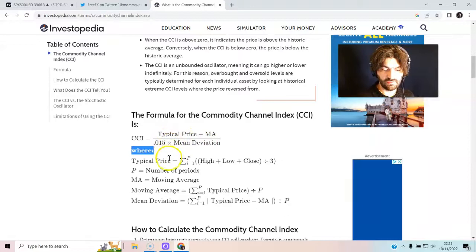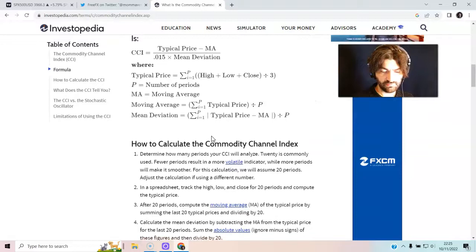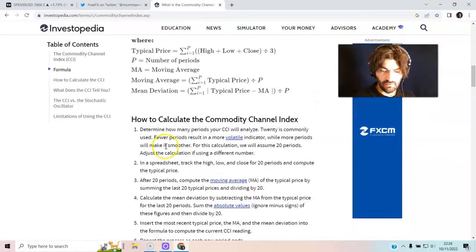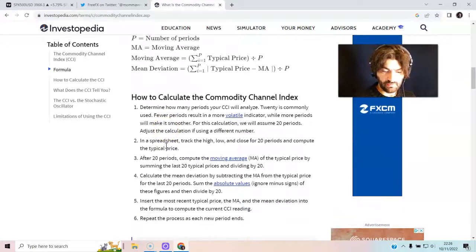Okay, so moving average, then we've got mean deviation. That's how the formula works. Calculate the mean deviation by subtracting the moving average from the typical price for the last 20 periods. I calculated 21. Sum the absolute values, ignoring the minus in these figures, divided by 20.